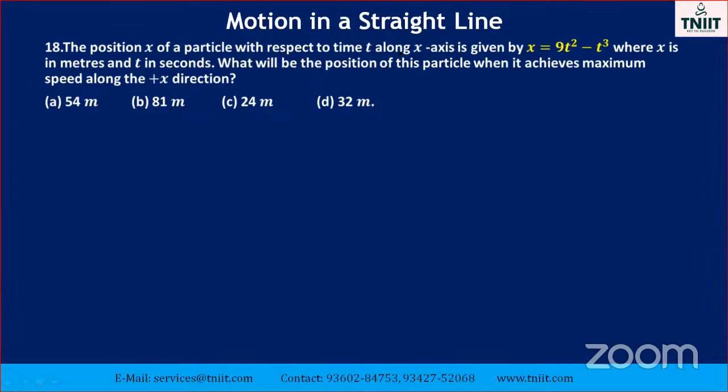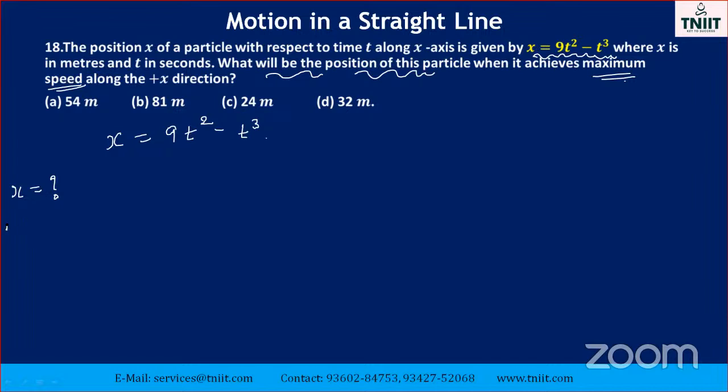Look at this. What is the position equation they have given? The position of the particle keeps on changing. That x is given as 9t squared minus t cube, where x is in meter and time is in second. Now they are asking you to find what will be the position of this particle when it achieves maximum speed.